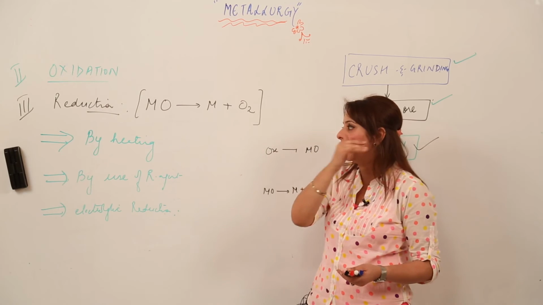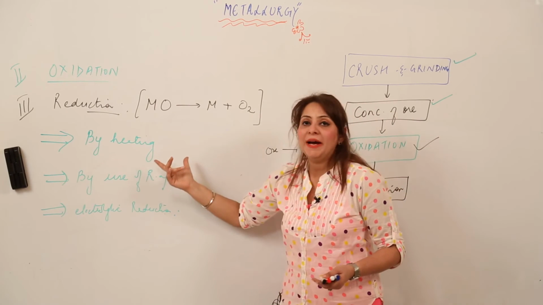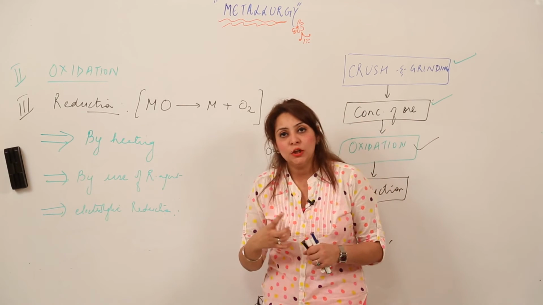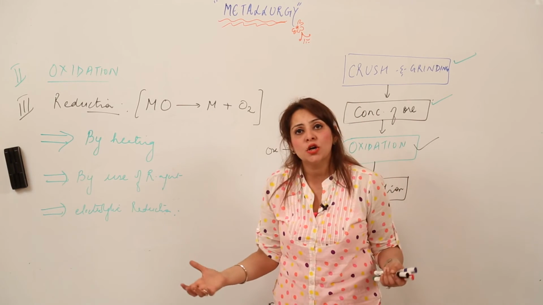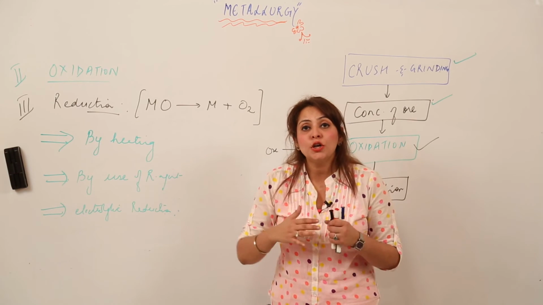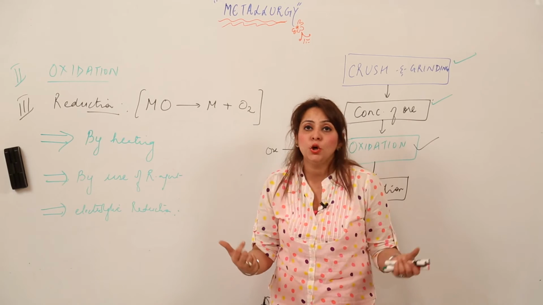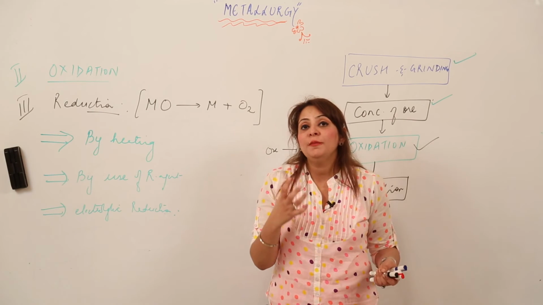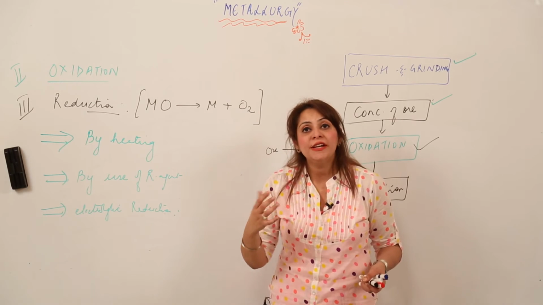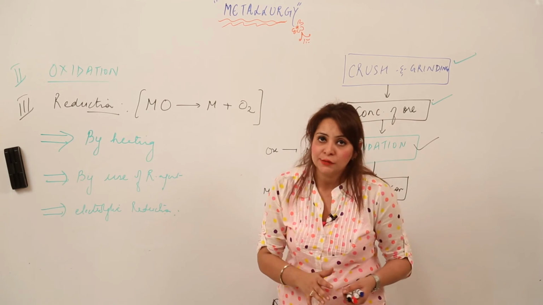So again, just look at the board. The first method is by heating. If we have a certain metal oxide and we can separate the oxygen from the metal by heating, that means there is not so strong a bonding between the metal and oxygen, right? So what kind of metals can they be? Obviously metals which are not so reactive, which fall at the bottom of the reactivity series.